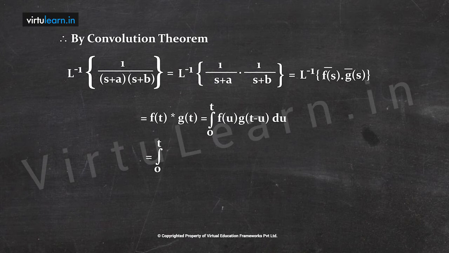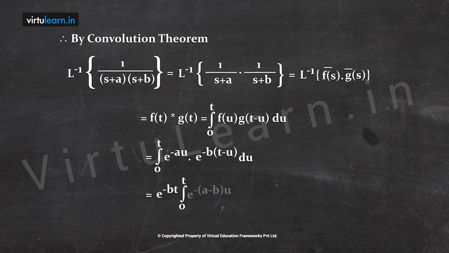Integral 0 to t, f of u means e power minus au, because f of t is e power minus at. E power minus b into t minus u into du. Then observe this one, e power minus bt is constant, integral 0 to t, e power minus of a minus b into u. Now the bases are the same, so add the powers. E power minus bt is free from u because we are integrating with respect to u.